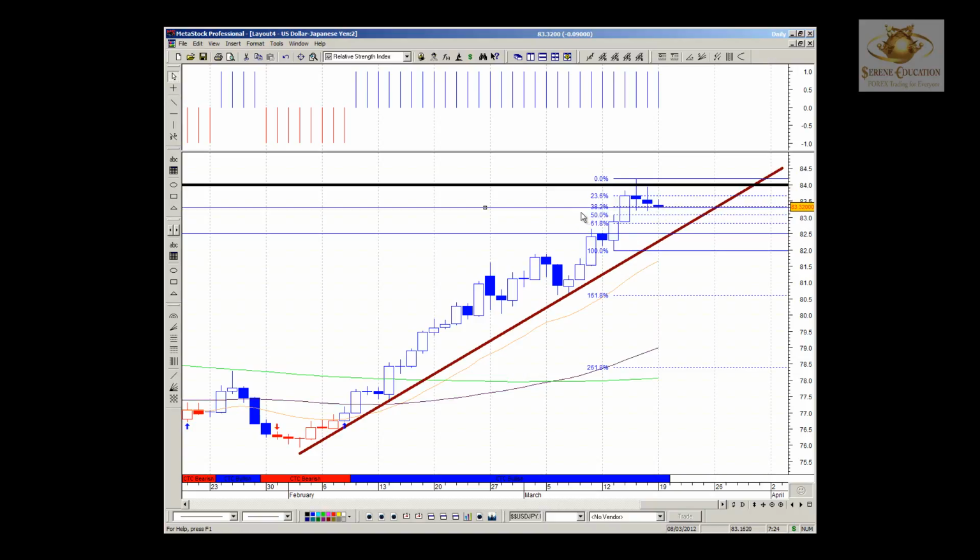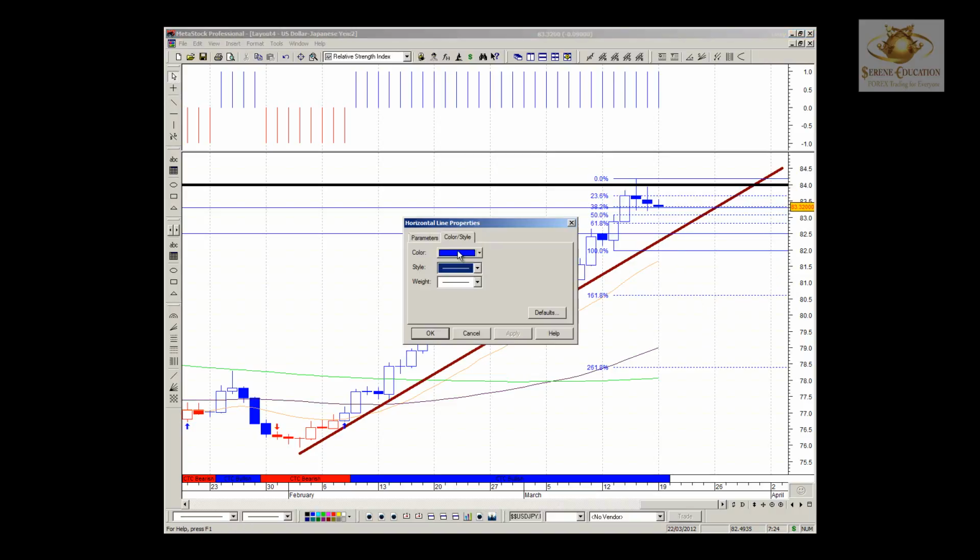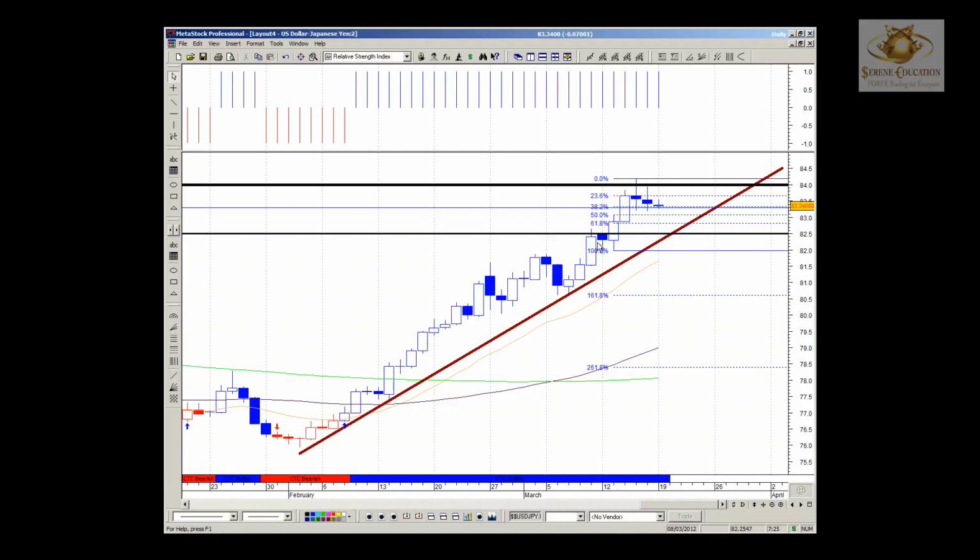So that coincides with the 61.8 on our fib extension. So this could be a very strong support here as long as price maintains above the 83.30 mark. Then we could see potentially price bouncing higher. But if we get a breach of that, then we should be looking ultimately at the 82.50 as our next potential target support for this pair. I'm just going to put that in so you can see it clearly.